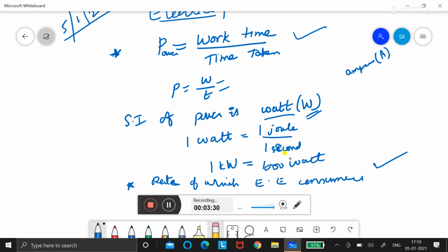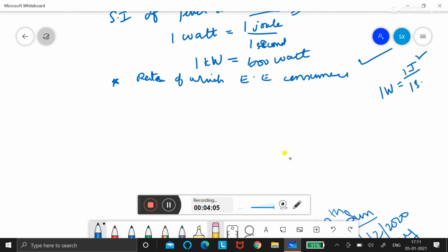When an electrical appliance, for example a bulb, consumes electrical energy at the rate of 1 joule per second, its power is said to be 1 watt. So if a bulb is marked 1 watt, what is the meaning? The appliance consumes electrical energy at the rate of 1 joule per 1 second. Okay, this is the definition of electric power.